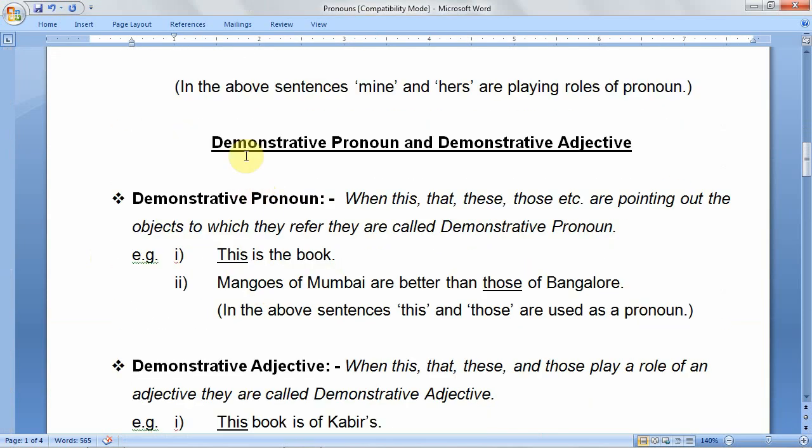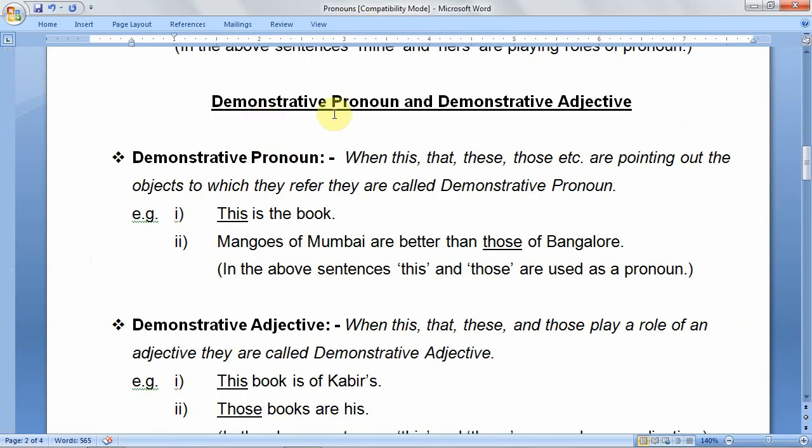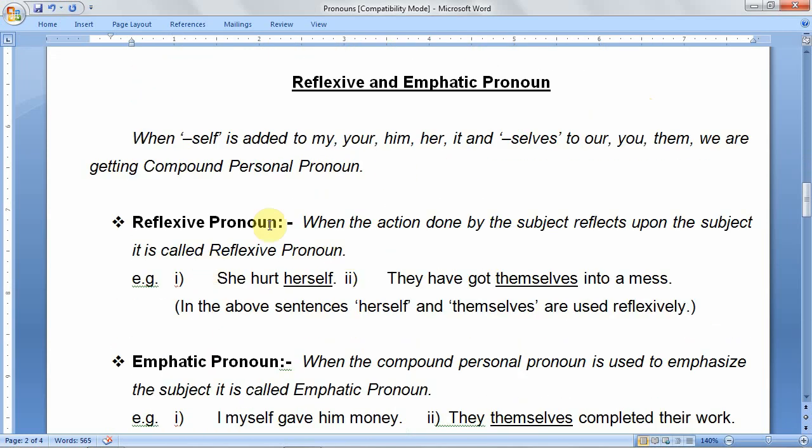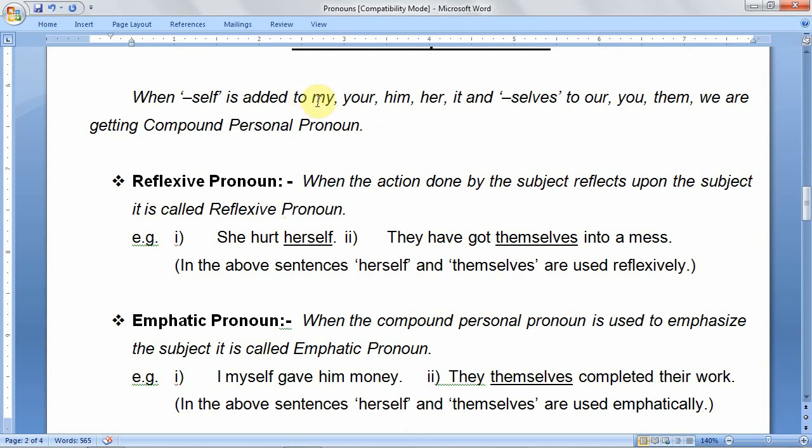Afterwards we have learnt about demonstrative pronoun and demonstrative adjectives. Demonstrative: this, that, these, those. When these four things are playing a role of pronoun, they are called demonstrative pronouns, and when these four are playing a role of adjective, then they are called demonstrative adjectives. Next we have reflexive and emphatic pronoun. Myself, yourself, himself, herself, itself, singular. Ourselves, yourselves, themselves, considered as plural.